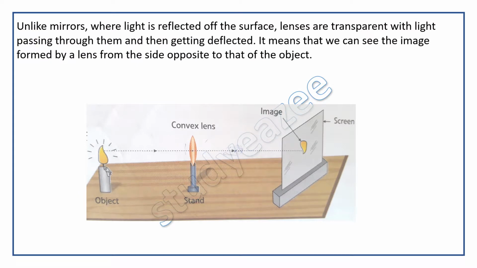Unlike mirrors, where light is reflected off the surface, lenses are transparent with light passing through them and then getting deflected. It means that we can see the image formed by a lens from the side opposite to that of the object. Can you see the object here? The lens is here and on the opposite side there is the image.